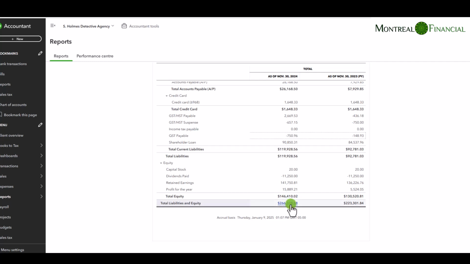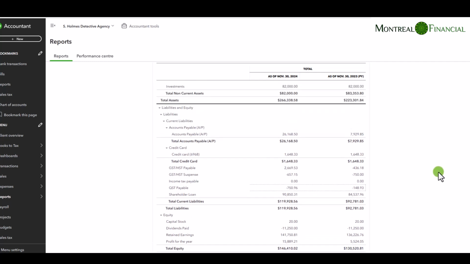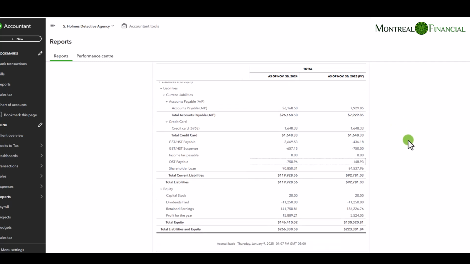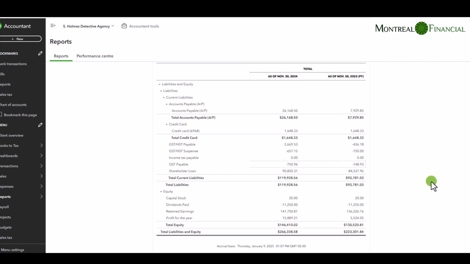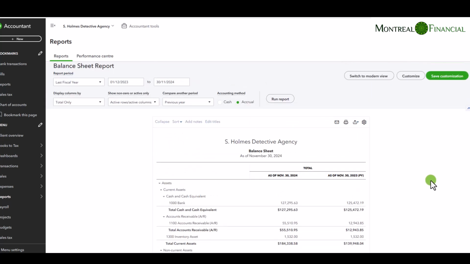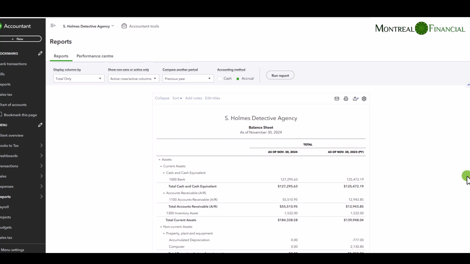And this, without exception, should always equal your assets. It is why it is called a balance sheet, because your assets are equal to or balanced to your liabilities and equity. So let's take a look at this line by line, and I'll give you some guidance on how to ensure that each line item is accurate.